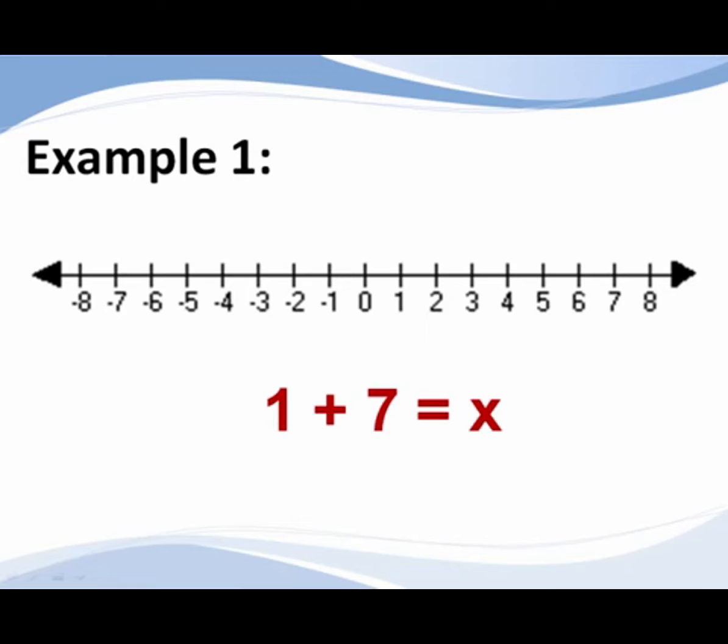Mathematically, or algebraically, we say that 1 plus 7 equals x. We need to solve for x. Now, I know how easy this problem is, but bear with me for 1 second. To solve this problem on a number line, we start at 1, then move in the positive direction 7 spaces, and we wind up at the number 8, which is of course what 1 plus 7 is, 8.